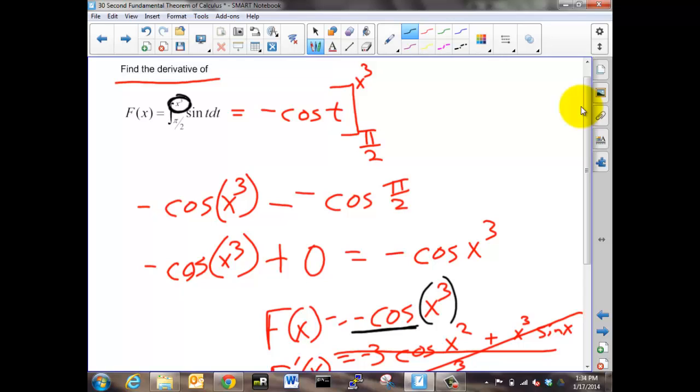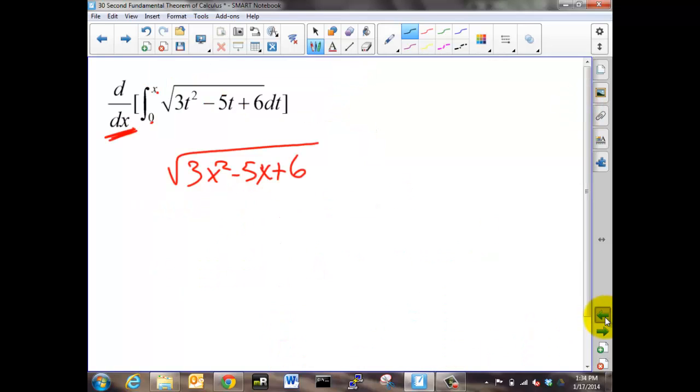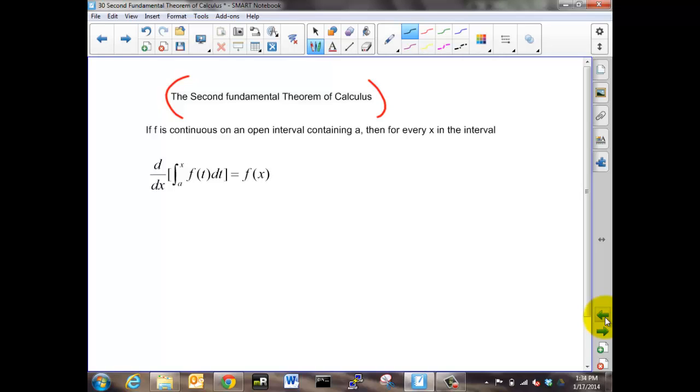The fact that the upper limit of integration was something other than x. Okay? So, if we're talking about this here, I'm going to go back here and put a big star here. Okay? 3 stars, maybe 4 stars. Right here.